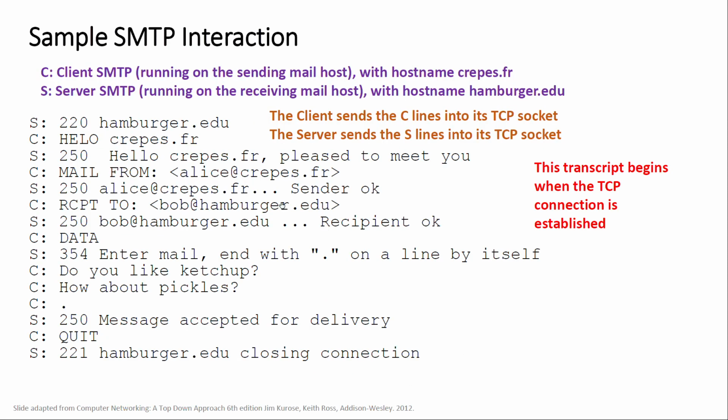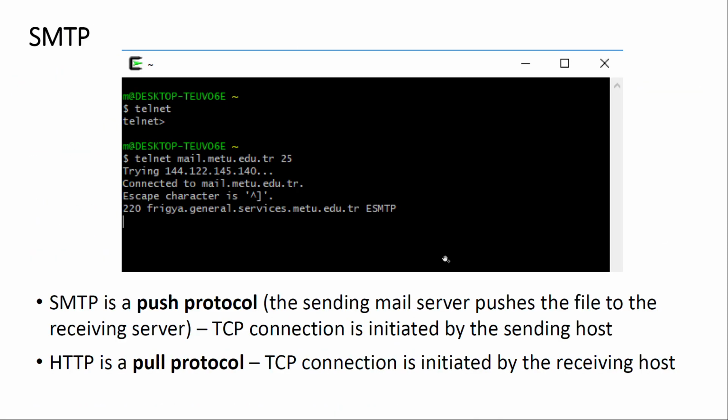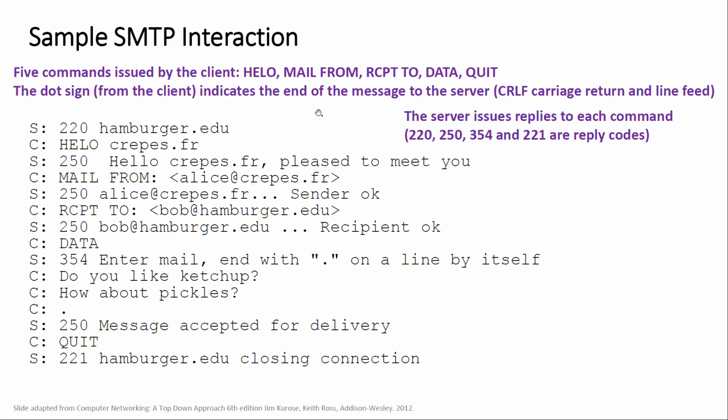Commands are in ASCII text and responses are a status code and a phrase. So here is an example. In this case, C is for client and S for server. The client sends C lines into its TCP socket, and the server also sends through the TCP socket. As you can see, you have some commands like hello, mail, or data. This transcript begins when the TCP connection is established. The commands issued by the client are hello, mail from, recipient to, data, and quit.